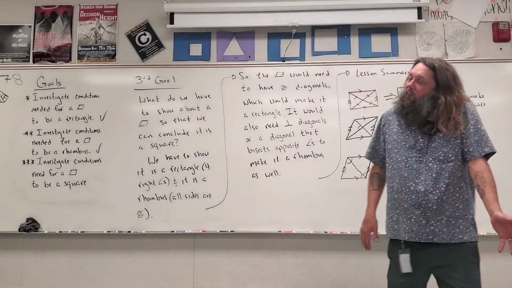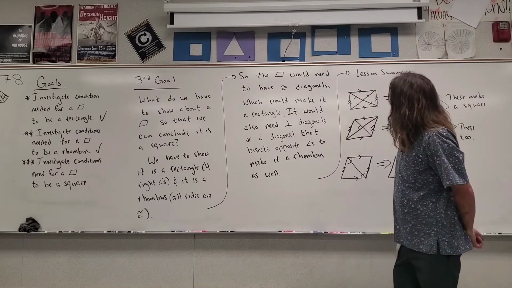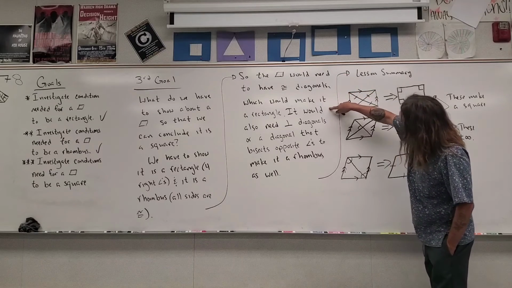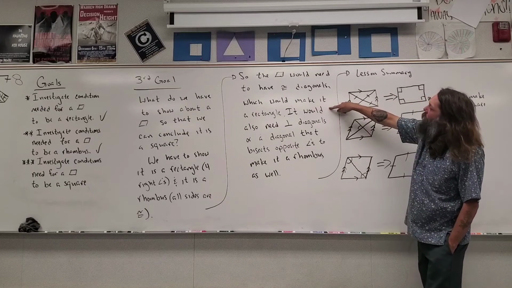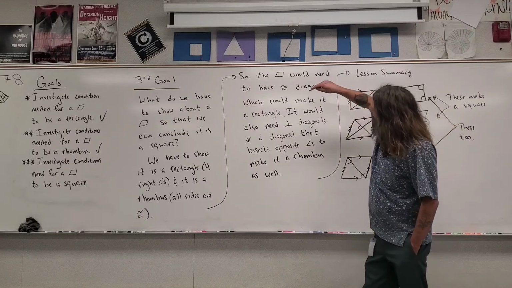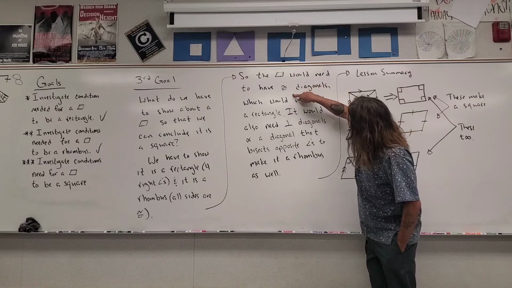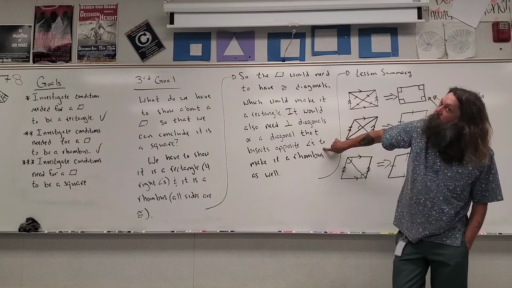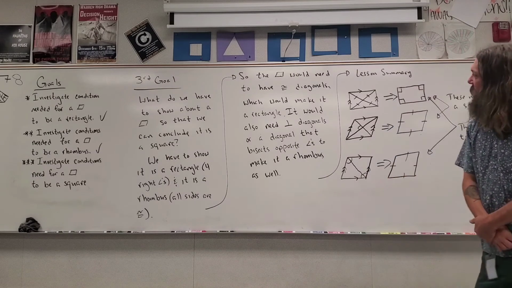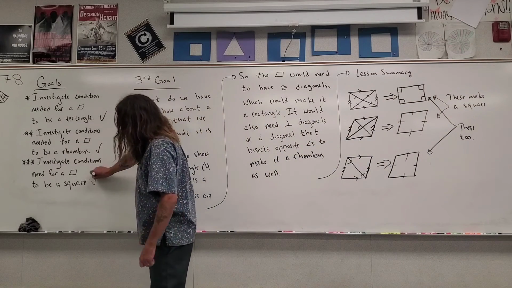Well, we know how to show a parallelogram is a rectangle. We know how to show a parallelogram is a rhombus. So the parallelogram would need to have congruent diagonals, which would make it a rectangle. It would also need to have perpendicular diagonals, or a diagonal that bisects opposite angles to make it a rhombus as well. So we need congruent diagonals and perpendicular diagonals, or we need congruent diagonals where one of the diagonals bisects a pair of opposite angles. That would make it a rectangle and a rhombus, which would make it a square. All right, so that finishes the third goal. Right? It has to do both.